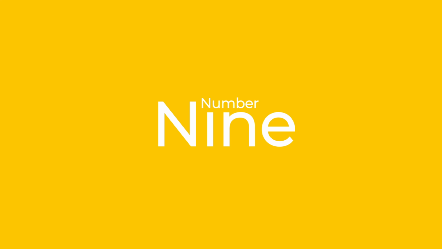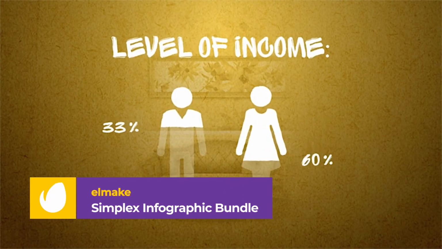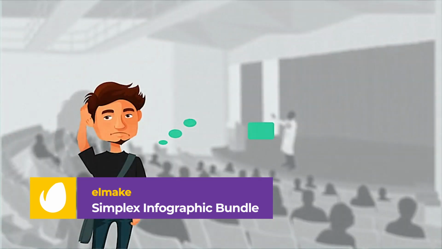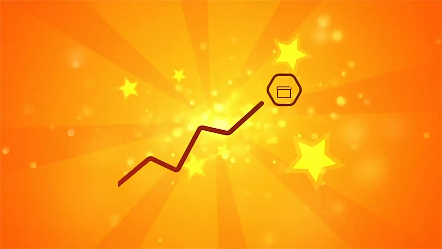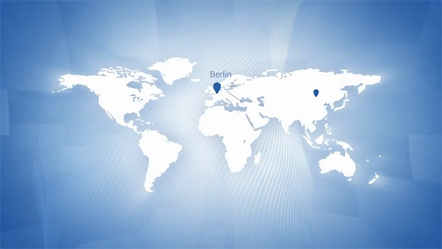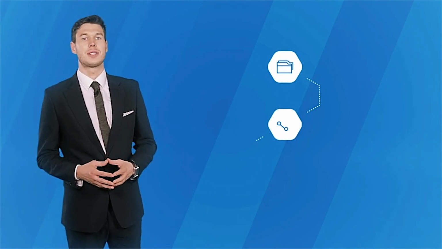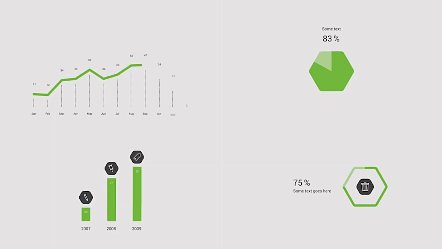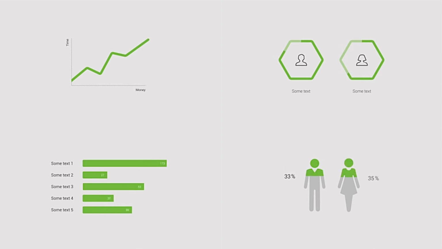Number 9. Simplex by Elmake is a beautifully simple bundle of infographics. The designs are minimalist, built to be placed over video footage or motion graphics. It offers a number of creative infographic scenes, word clouds, lists, icons, and more. And the colors are completely adjustable. It's a comprehensive pack that's incredibly versatile.